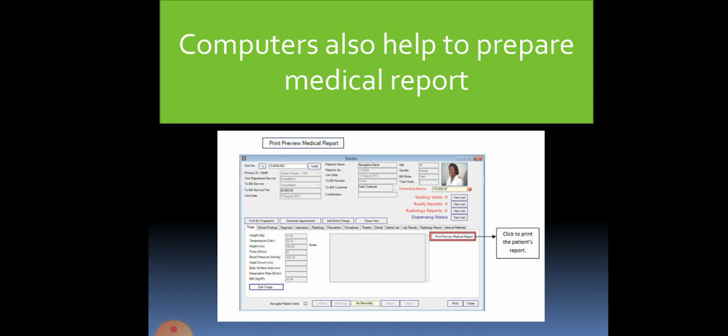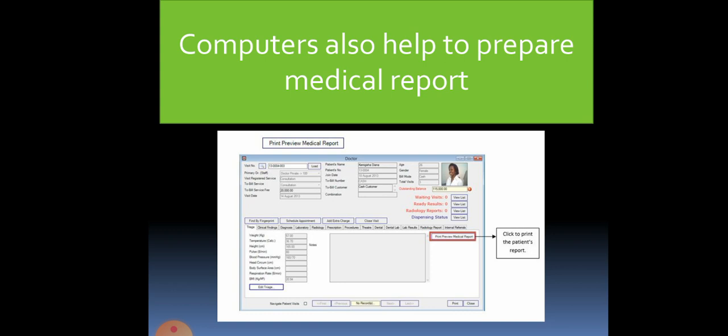Okay. Next, computers also help to prepare medical reports. We said the device is connected to the computer, right? So with the help of the computer, doctors will prepare the medical report. What disease they have, what tablet has to be given, when the surgery has to be done, what treatment has to be given further. All the details will be in the medical report.